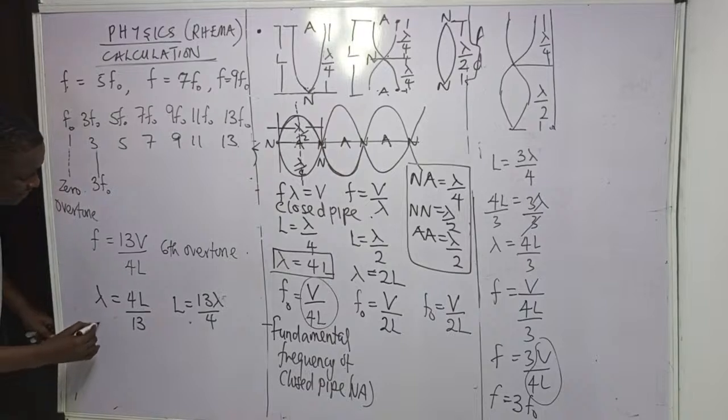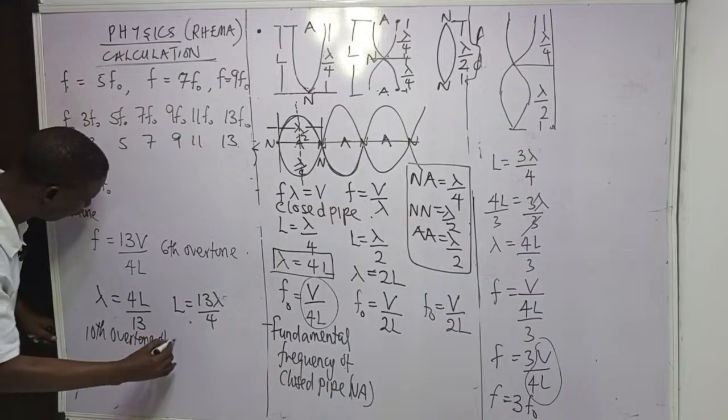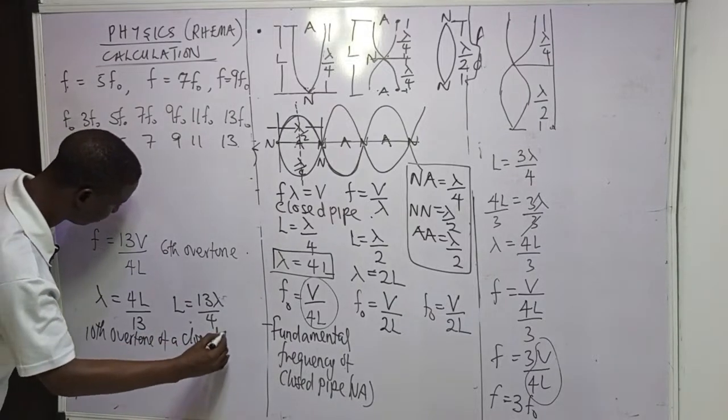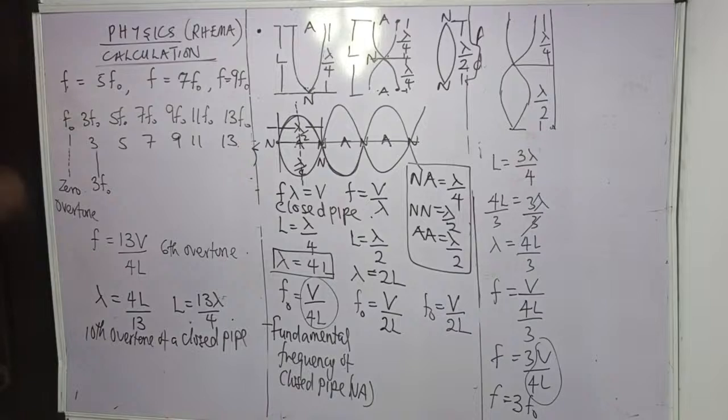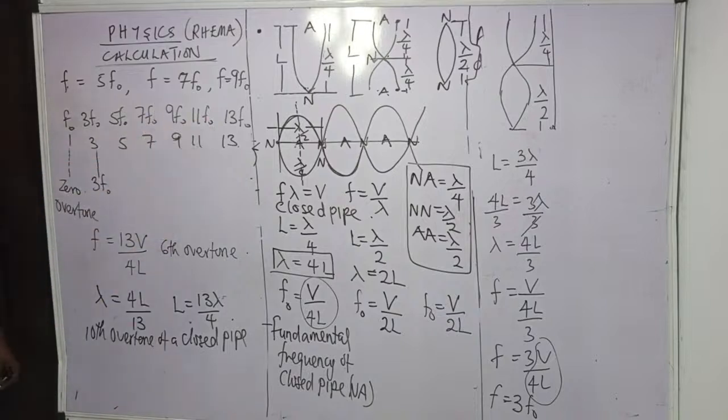For instance, let me answer a difficult question. Can you give me the length of a 10th overtone of a closed pipe? I'm talking about a closed pipe now. Tenth overtone. Don't draw a diagram. Just give the answer. You can do a normal write-up, but don't draw the pipe. Do it straight. Write the number out and do the 10th overtone for me.